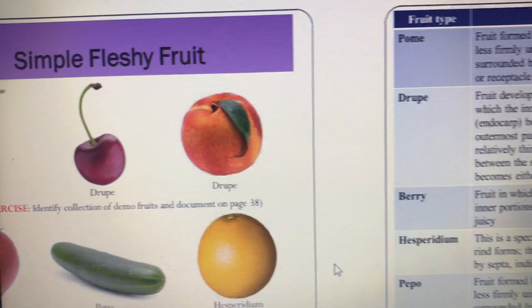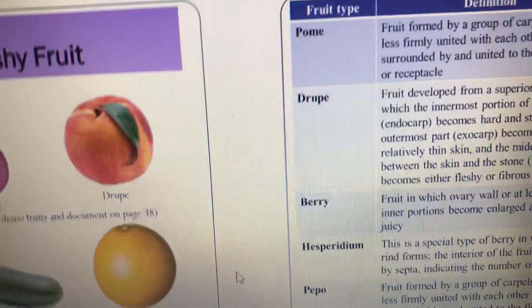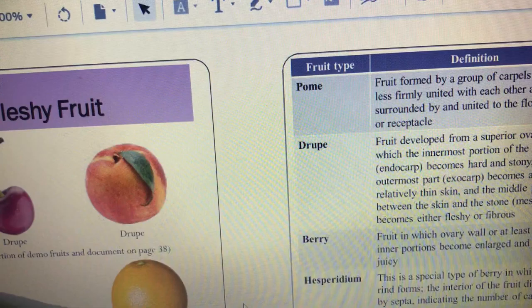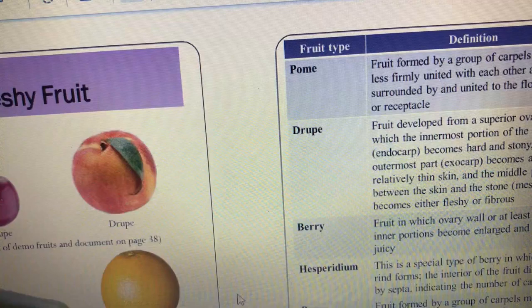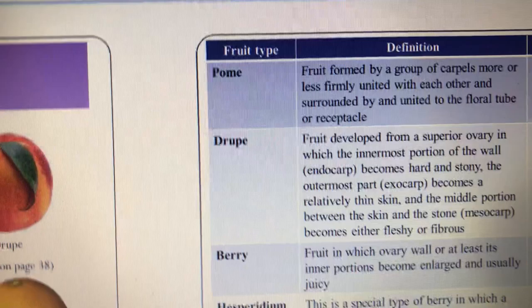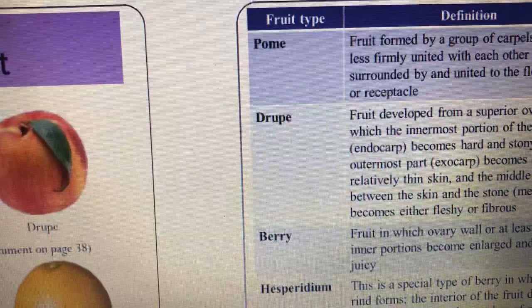Okay, so the pome, by definition, is a fruit formed by a group of carpels more or less firmly united with each other and surrounded by and united to the floral tube or receptacle. Remember, examples of pomes are apples, pears, and mountain ash. So they're fruit formed by a group of carpels more or less firmly united with each other and surrounded by and united to the floral tube or receptacle.